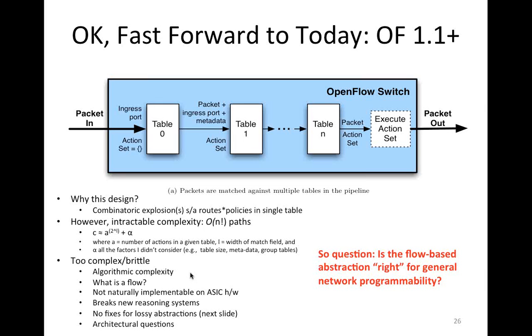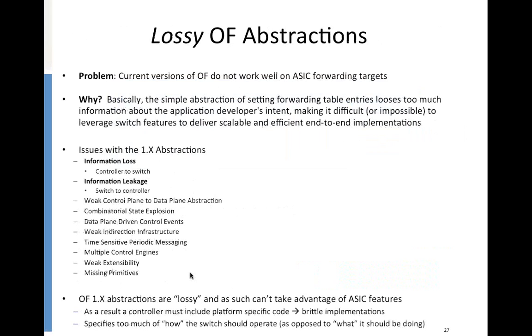So let's go back and ask a question. Is the flow-based abstraction right for general purpose network programmability, for some value of right? More questions than answers. So what is this lossy abstraction thing?